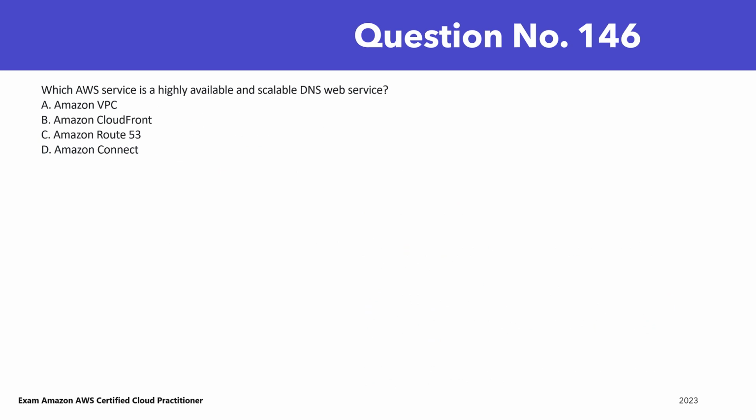Which AWS service is a highly available and scalable DNS web service? A. Amazon VPC. B. Amazon CloudFront. C. Amazon Route 53. D. Amazon Connect. Correct answer, C.